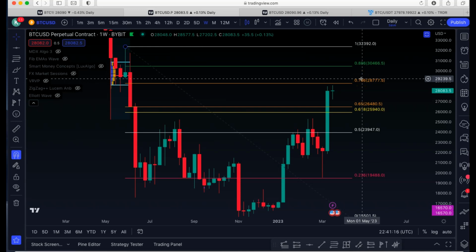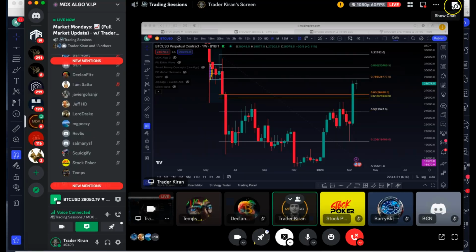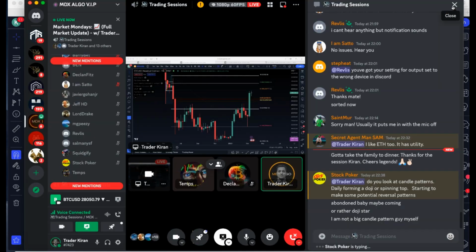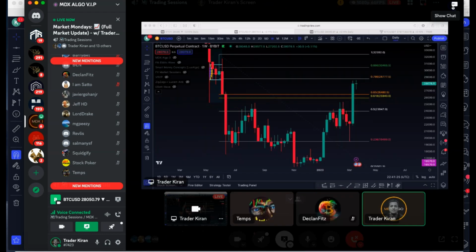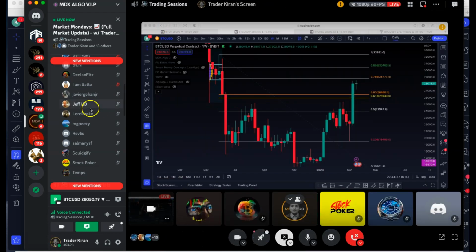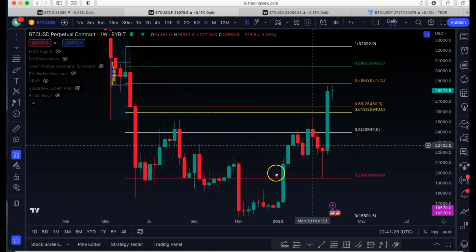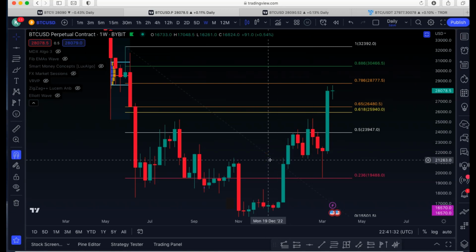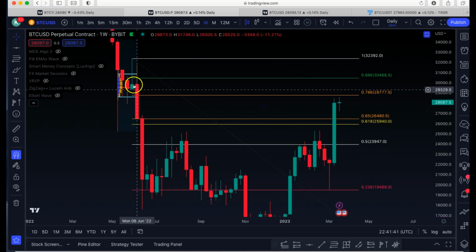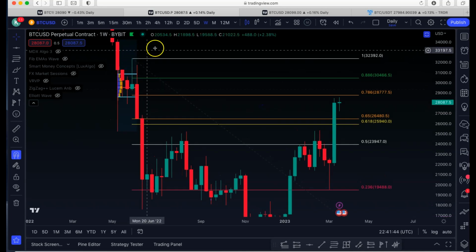But that for me is not enough to take a short, Stock Poker. I'm more interested in shorts and longs once liquidity is taken. Most people draw support and resistance lines, but I might draw support and resistance and see it more as a liquidity zone. Once this liquidity gets tapped here, I might then open a short.